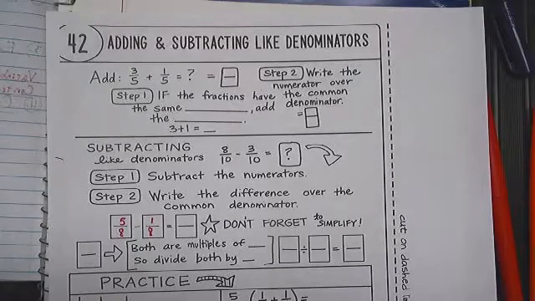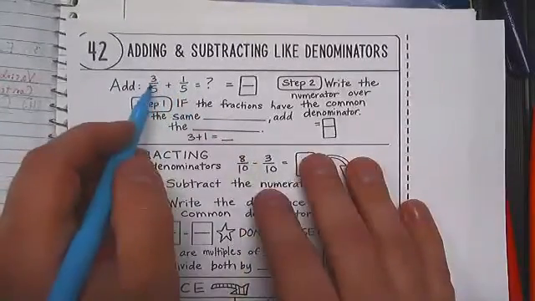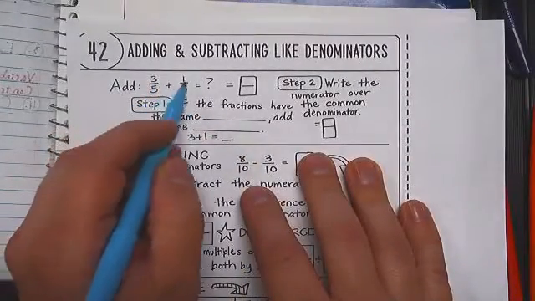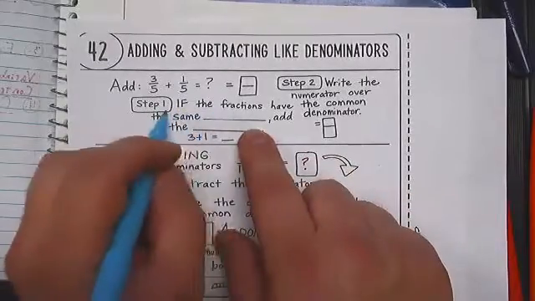All right, so here are our notes on adding and subtracting fractions with like denominators. So here we have 3/5 plus 1/5 equals what? Well, we have to take this one step at a time.